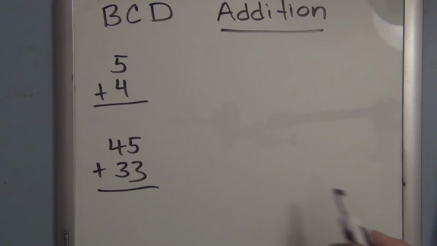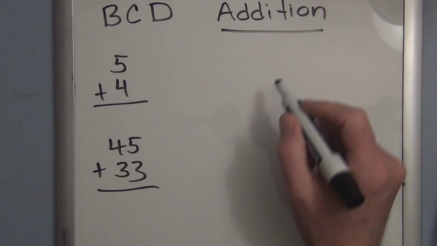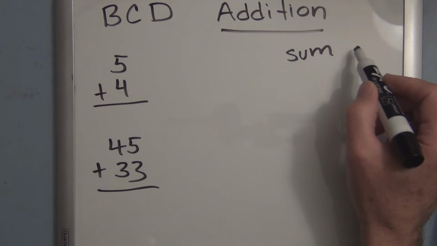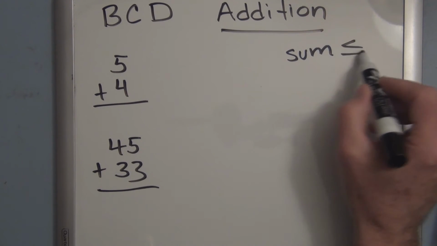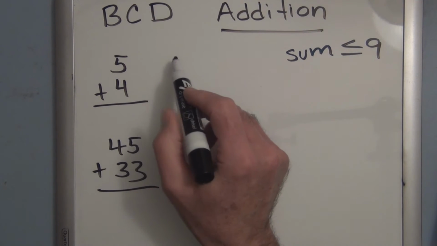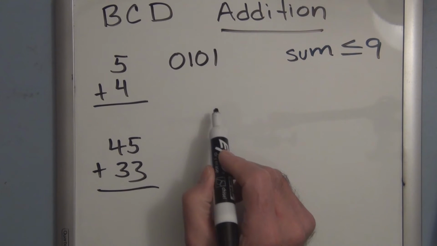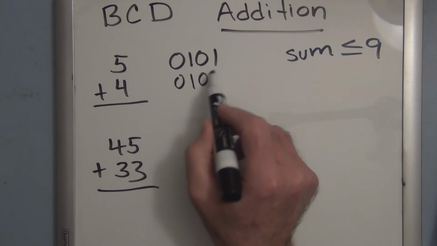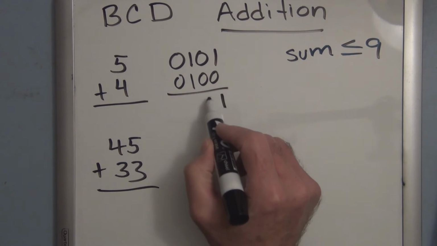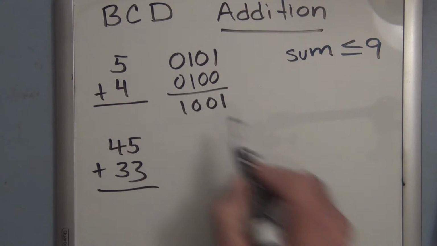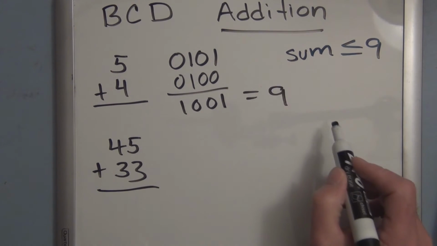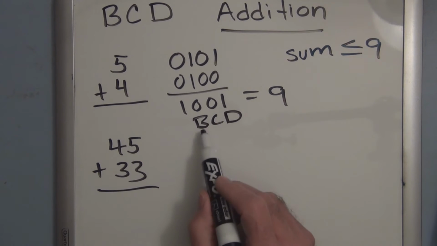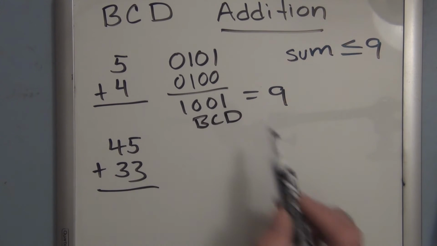Here are 2 examples that will show how to add when the sum is less than or equal to 9. This one's pretty straightforward. This here is 0101, and the 4 represented in binary coded decimal is 0100. We add this together, we have 1001, and that equals 9. So this is within the binary coded decimal codes that are allowed.